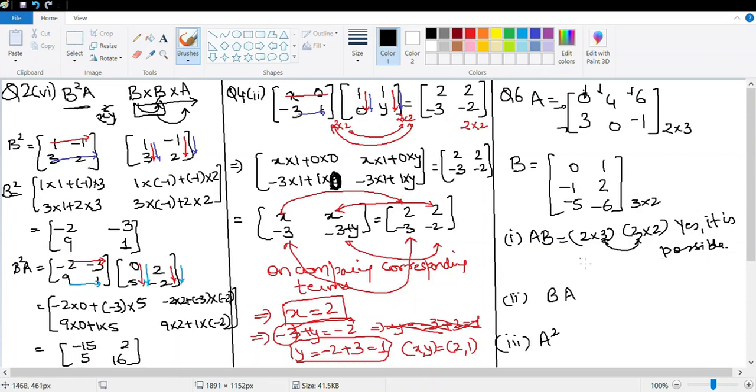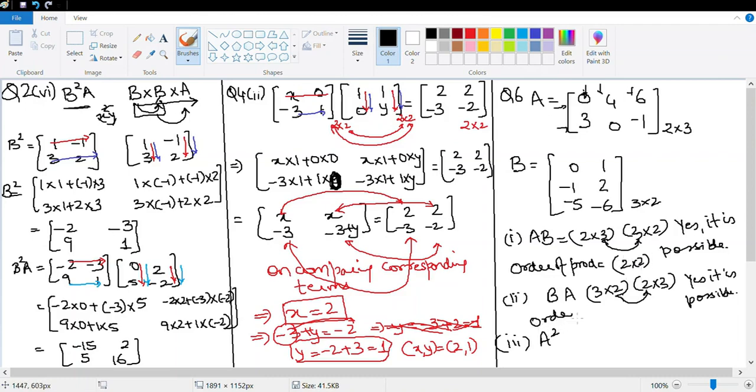Next, is BA possible? Let's look at BA. BA is 3 by 2 multiplied with 2 by 3. Since these two elements are equal, yes, it is possible. And what will be the order of the resultant matrix? The order of the product here for AB would be 2 by 2. Here, the order of the product for BA will be 3 by 3.